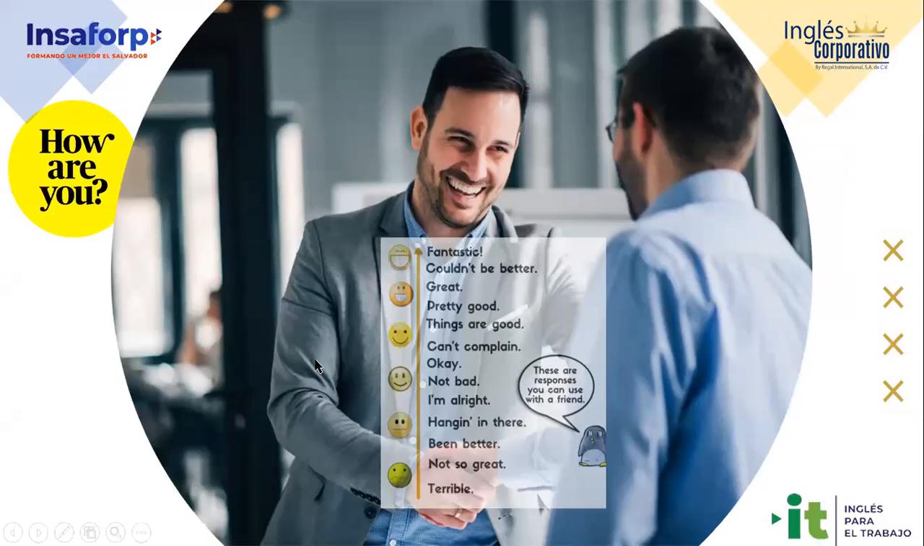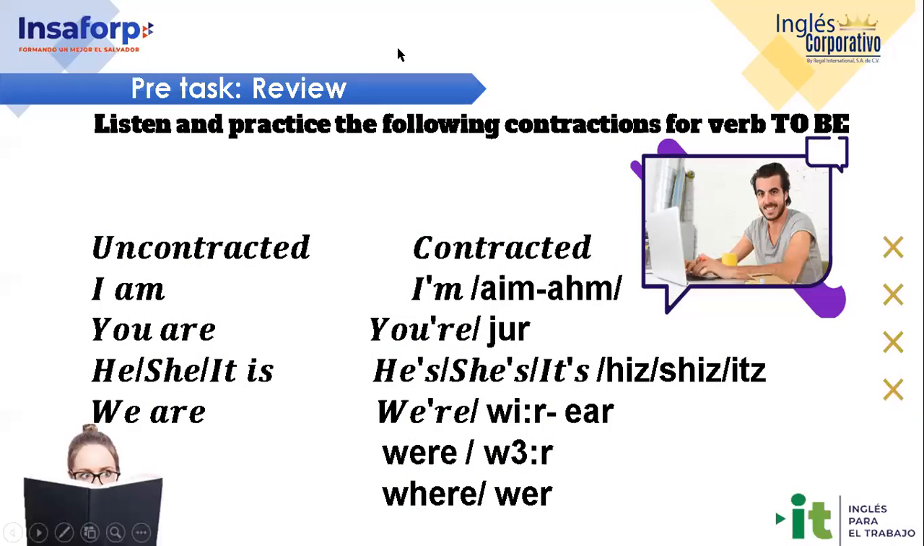Okay, we're gonna check once more the pronunciation and keep that in mind. Terrible, not so great, being better, hanging in there, I'm all right, not bad, okay, can't complain, things are good, pretty good, great, couldn't be better, fantastic. Yeah, that's what we expect from you. Now we're gonna check the following contractions for the verb to be. We have been checking these lately, the last two days.